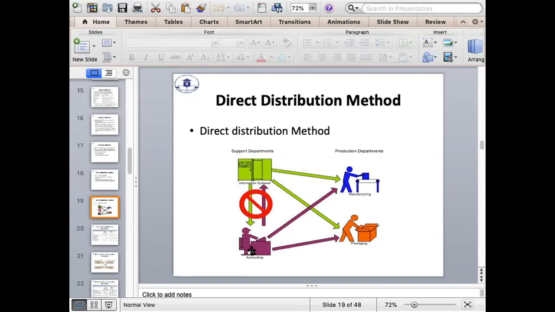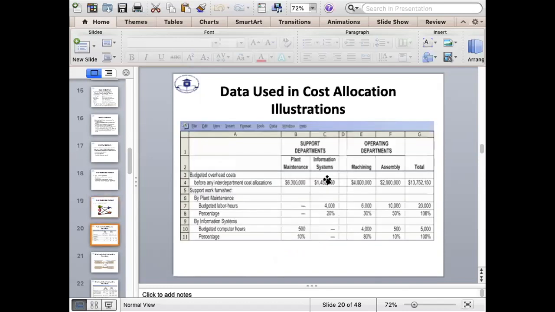Same thing with the accounting department, which is providing services to the production departments, manufacturing and packaging. And the accounting department does not provide service to another service department, which is information system. So this is the minimum condition to apply the direct distribution method. All right, so here are the questions that we have.